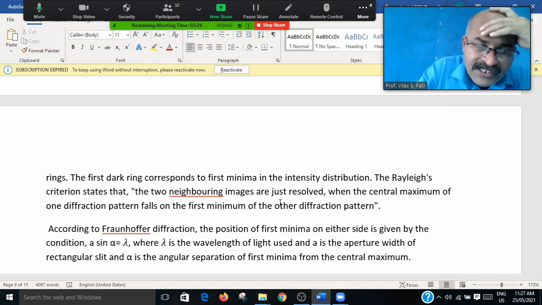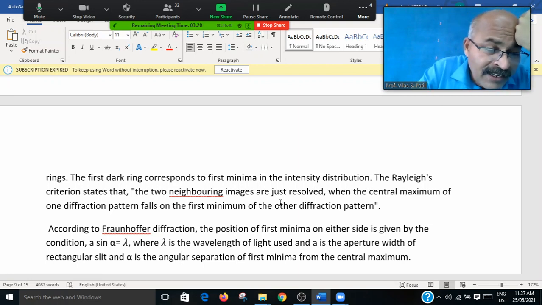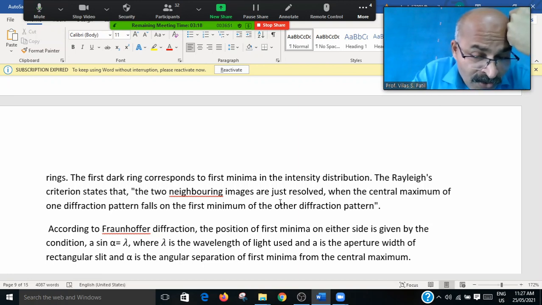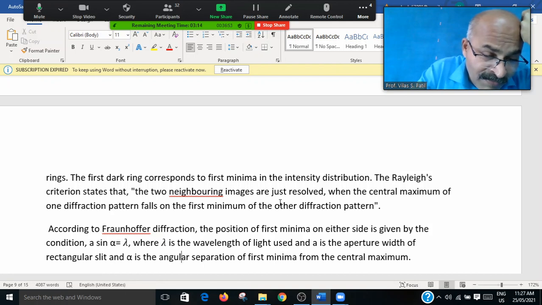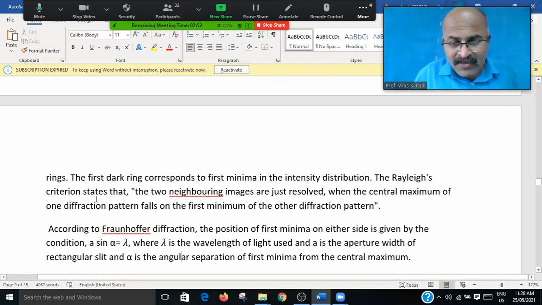That is, the two neighboring images are just resolved. Which images are to be resolved is shown by the Rayleigh criterion. The two neighboring images are resolved when the central maximum of one diffraction pattern falls on the first minimum of the other. That is how we get the resolving power. If the two closest images are to be resolved, we need a very close minimum, and that will be known as a diffraction grating.